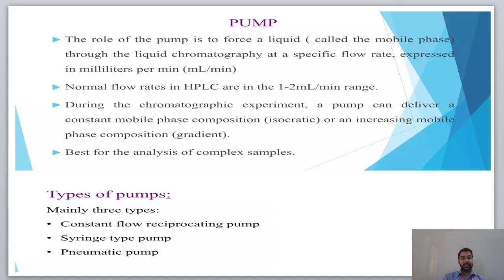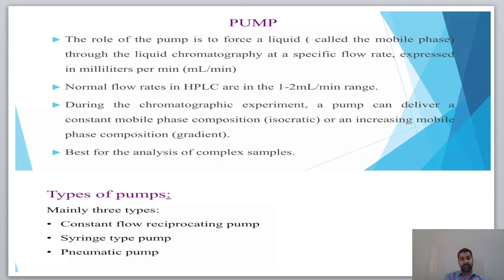Moving to next slide, that is pump. The role of pump is to force a liquid called the mobile phase through the liquid chromatography at a specific flow rate expressed in milliliter per minute, ml per minute. Means if we want 1 ml per minute of solvent, with the help of pump we have to set 1 ml per minute, means exact flow rate we are going to get by using this pump. Normal flow rate in HPLC is in 1 to 2 ml per minute range.